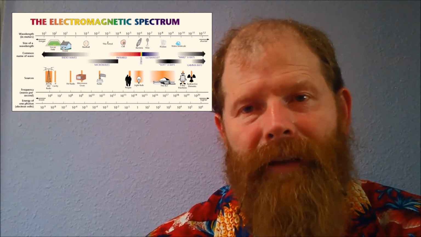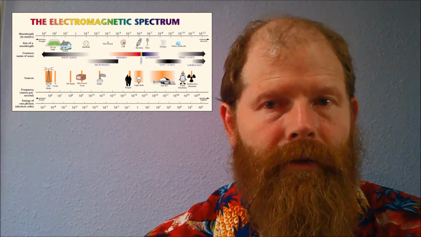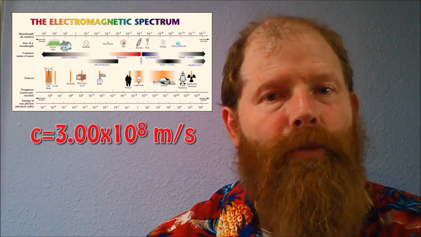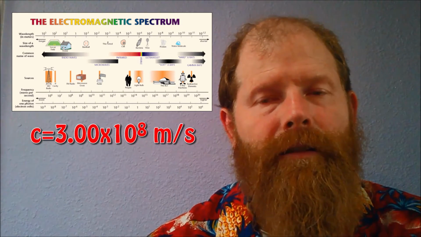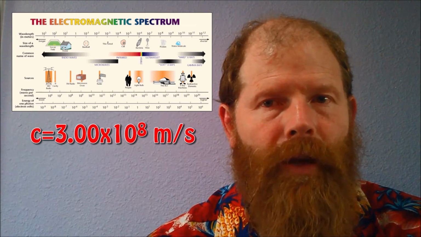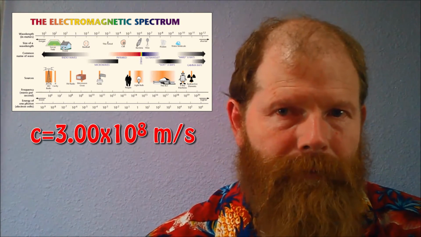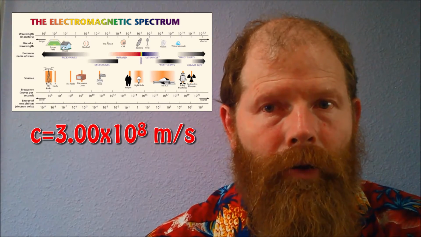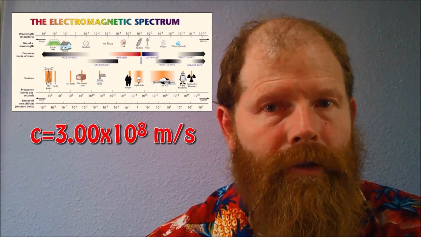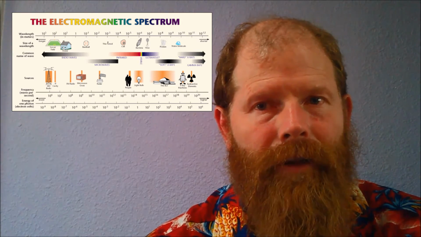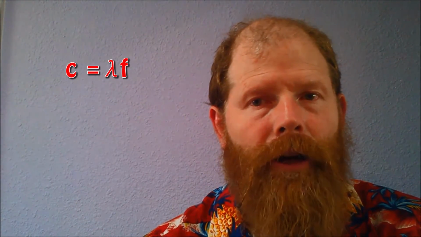Now, this is all based on the fact that light travels at a specific speed. Light travels at 3.00 times 10 to the 8th meters per second. That is incredibly fast. It means it can go 300,000 kilometers in 1 second. That's a long ways. So that number equals, the speed equals wavelength times frequency. We've got that from our study of waves. It's true of electromagnetic waves as well.